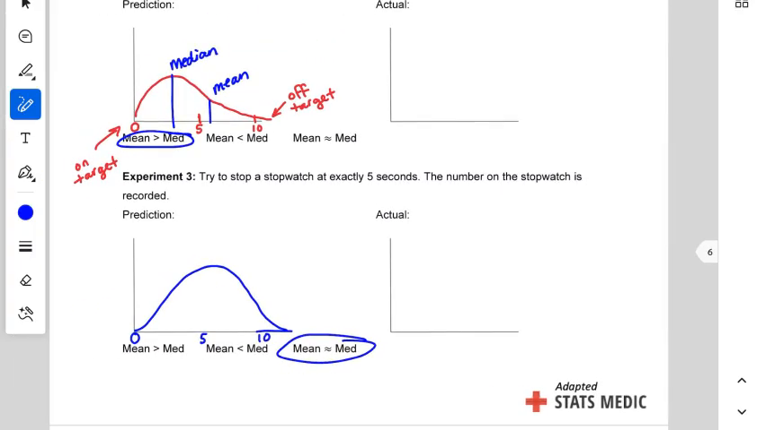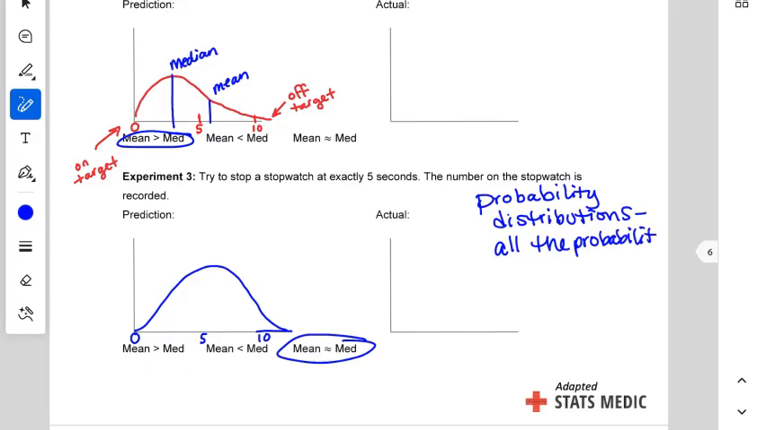Okay, so what we need to take from this is these density functions are also called probability distributions. We're going to see these a lot. These consist of all the probabilities of an experiment and how often they occur.